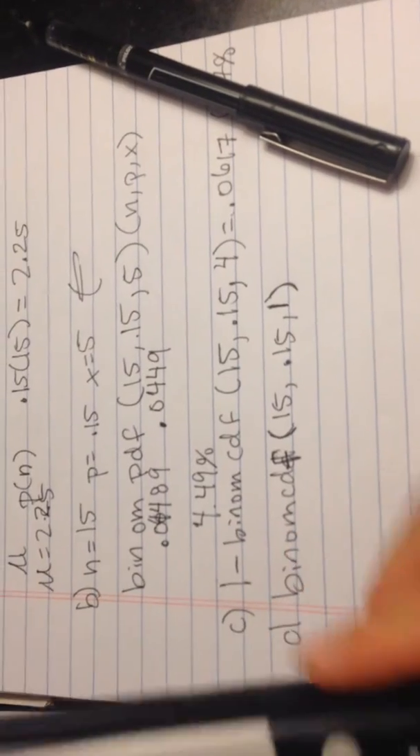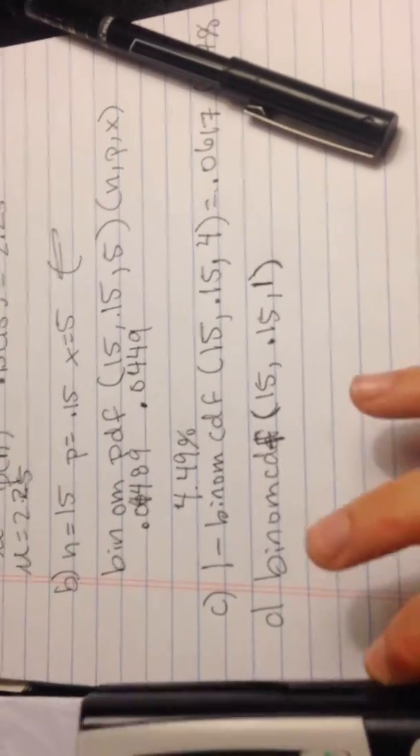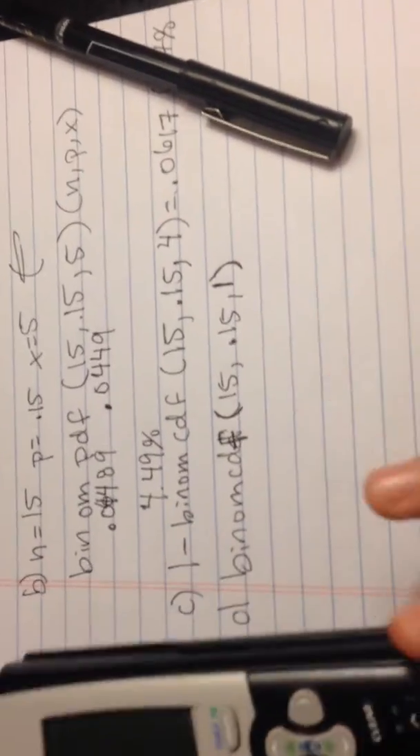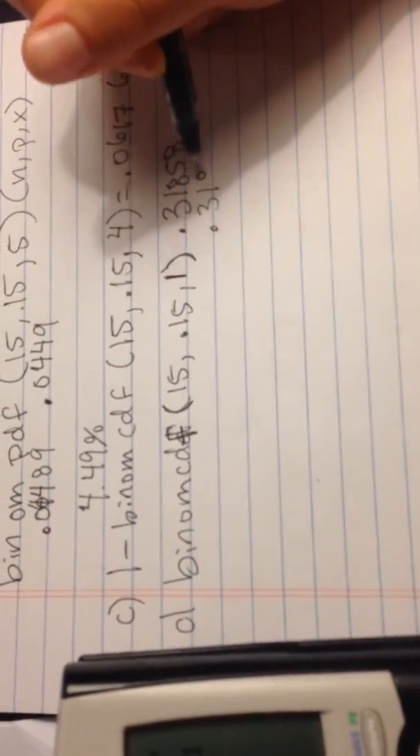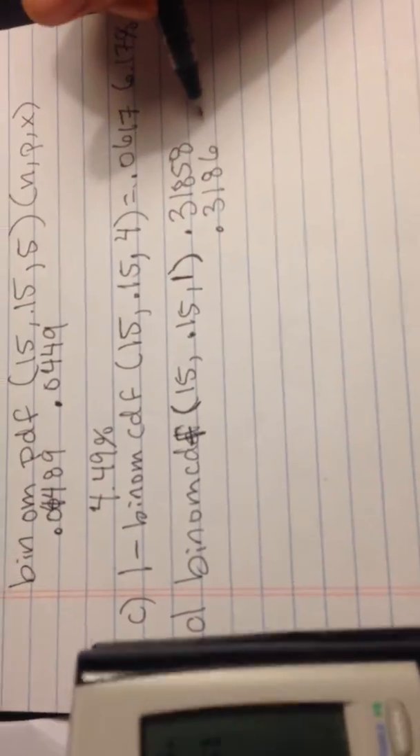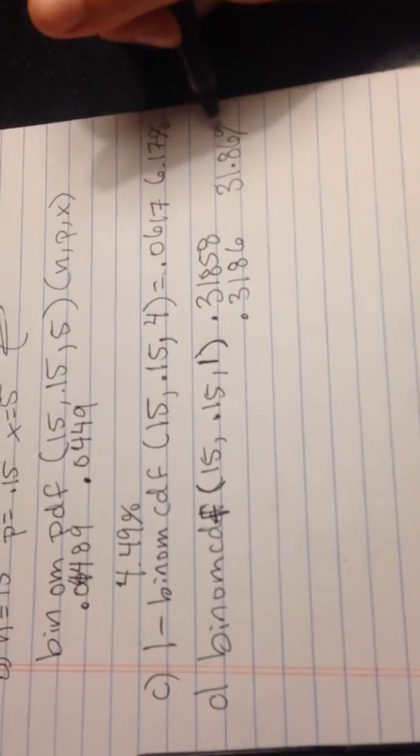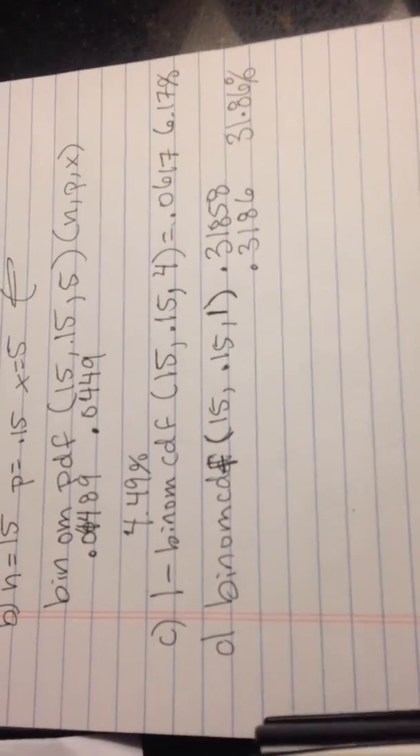So if I put that into the calculator, I go down to binomial CDF. I put in 15, comma, 0.15, comma, 1. I end up with 0.31858. Since I round to the closest 4 decimal points, I turn it to 0.3186, which would turn into 31.86%. All right, that's it.